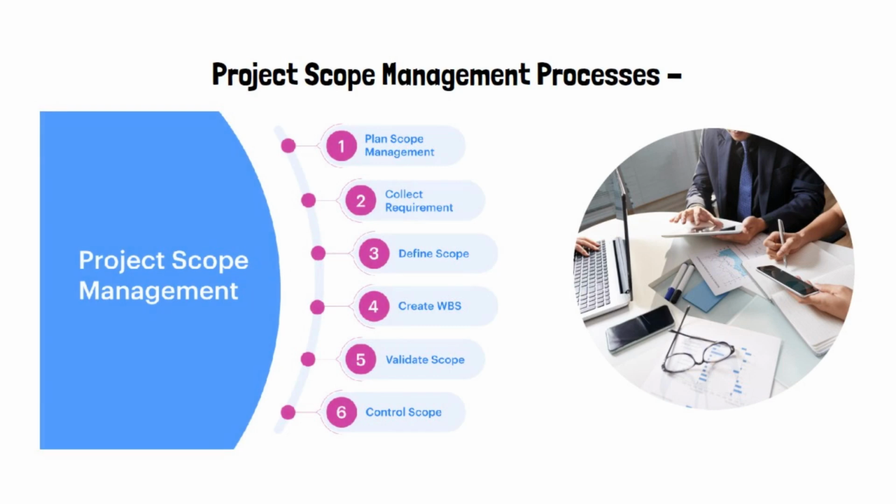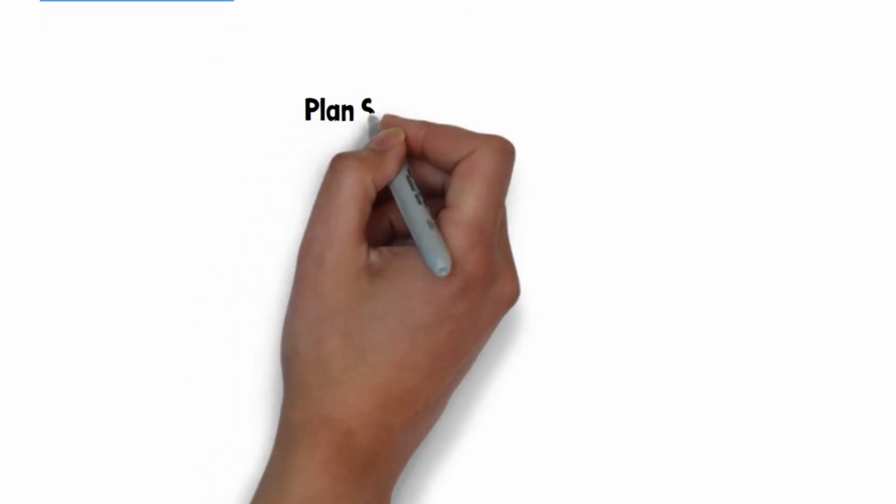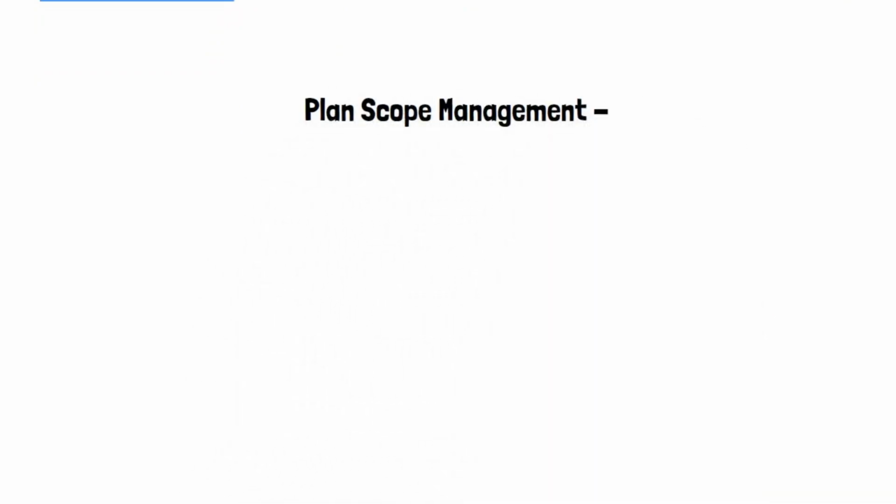Project scope management processes. Scope refers to the deliverables or features of a project which are derived from the project's requirements. Project scope management has 6 processes according to the PMBOK guide. 1. Plan scope management. 2. Collect requirements. 3. Define scope. 4. Create WBS. 5. Validate scope. 6. Control scope.